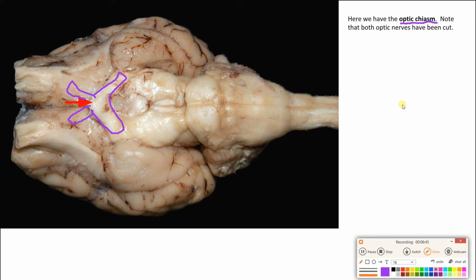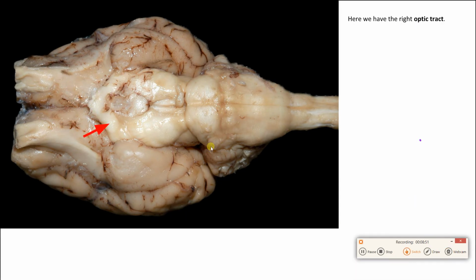That's where some of your optic signals switch sides, so we can have a sort of contralateral situation with vision. Okay, after the optic chiasm, what do we got? We got the optic tract. So there's the right optic tract right there. Here's the left optic tract over here. Optic tracts are taking that visual information to the thalamus where it can be filtered, sorted, and sent on its way.